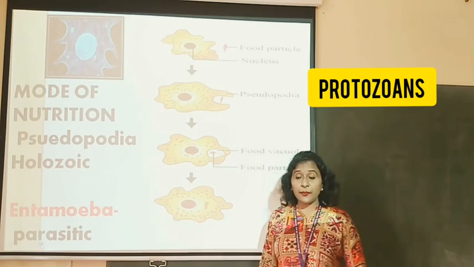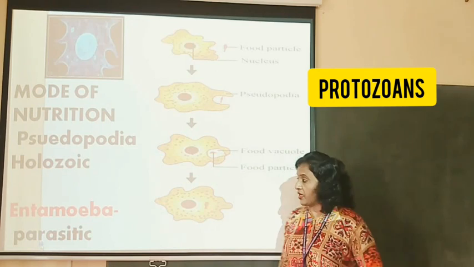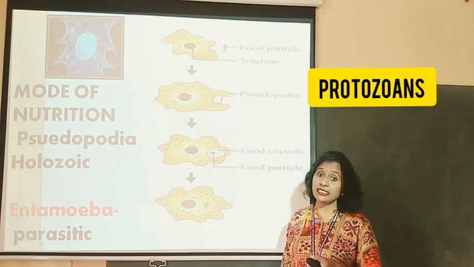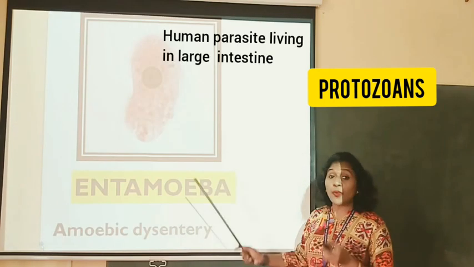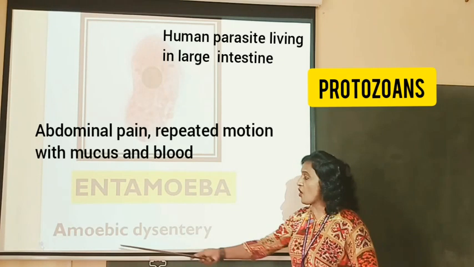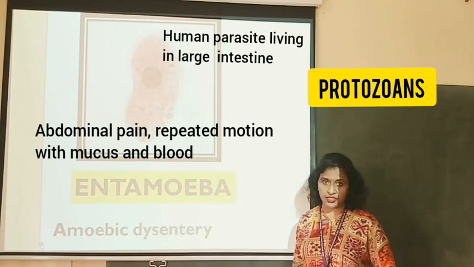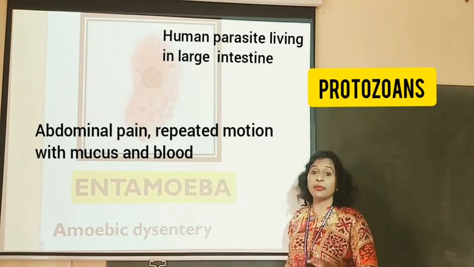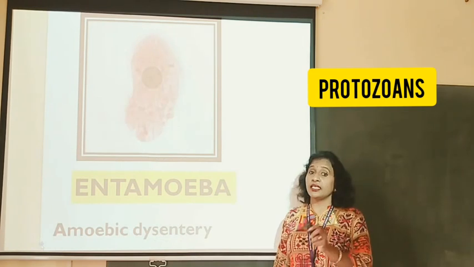One example is Entamoeba, which is parasitic in nature. It is parasitic in humans, giving rise to a disease called amoebic dysentery. Okay, so there will be continuous loose motion.